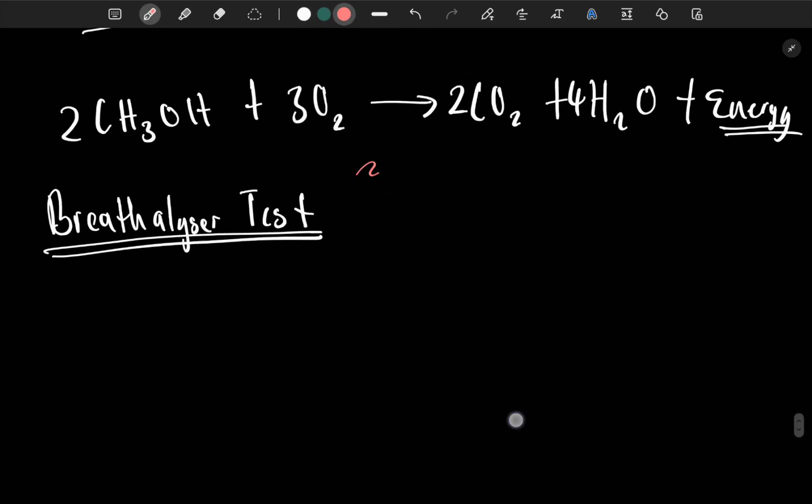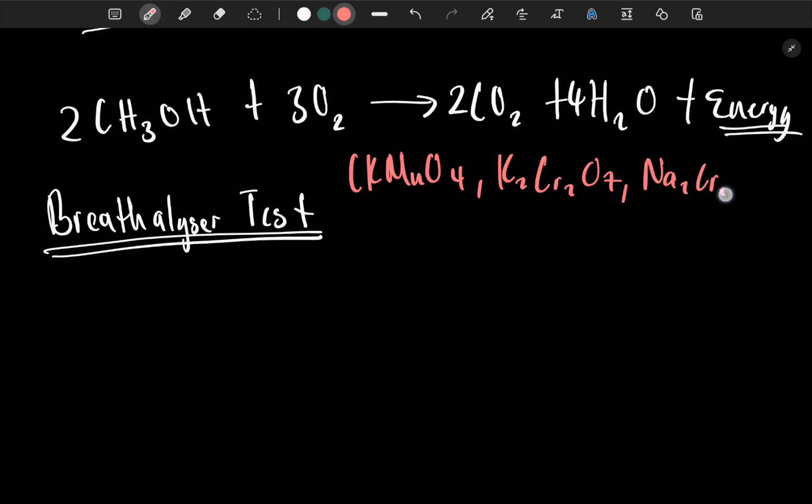Now, we saw our oxidizing agents, KMnO4, then K2Cr2O7, and then another one which we saw was Na2Cr2O7, right? We had these as our oxidizing agents. Now, what did we see? We saw that either one of them works.